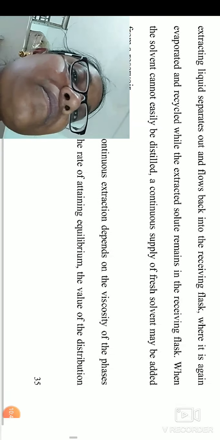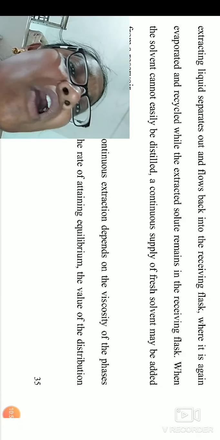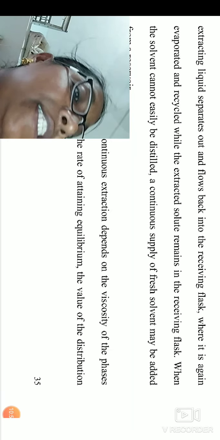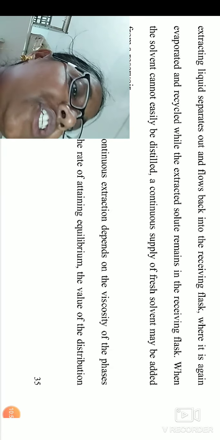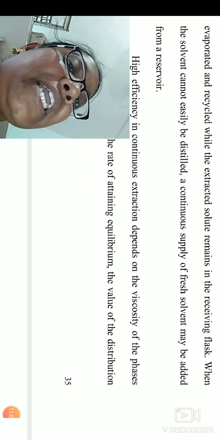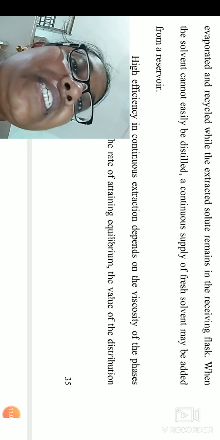When the solvent cannot easily be distilled, a continuous supply of fresh solvent may be added from a reservoir.